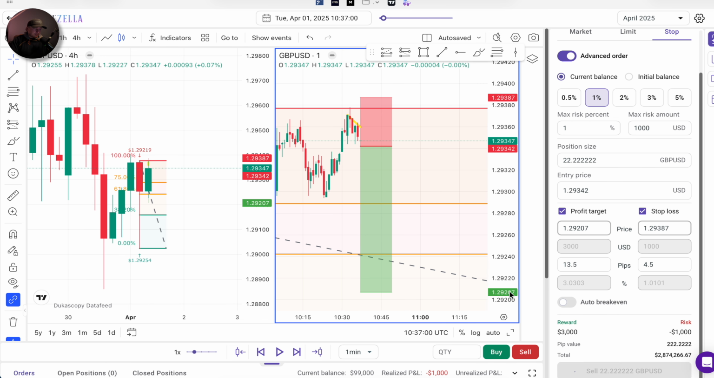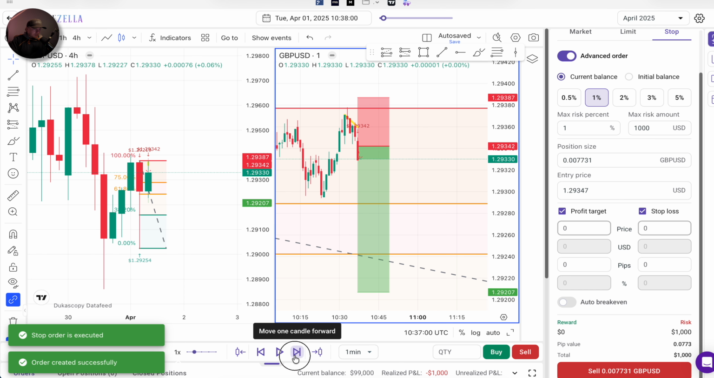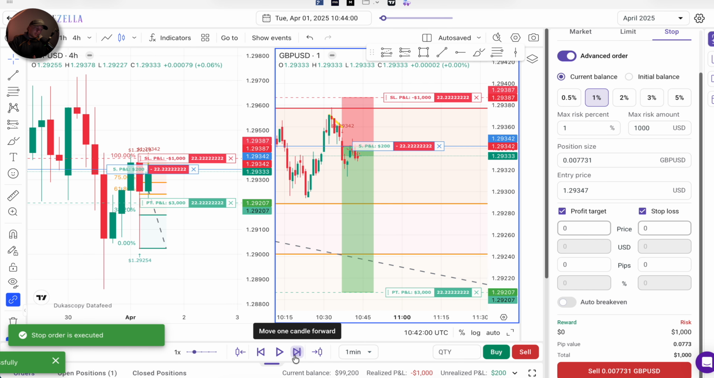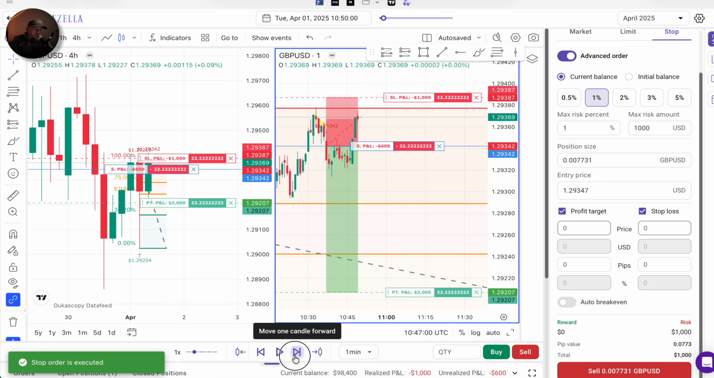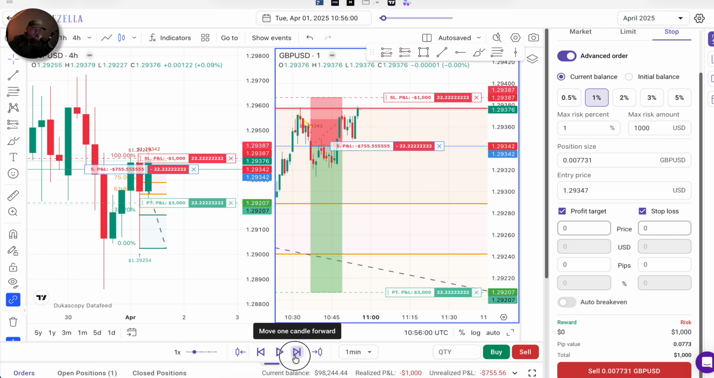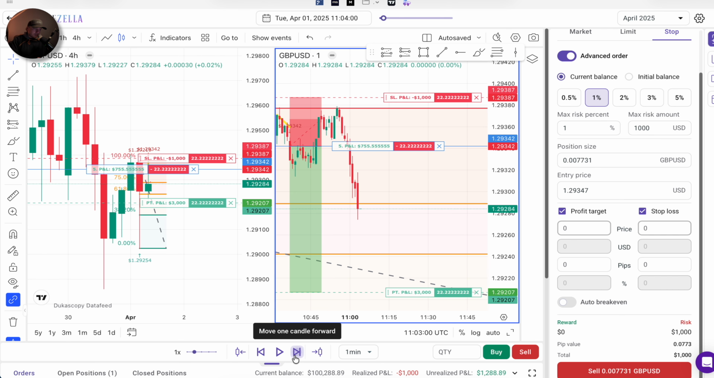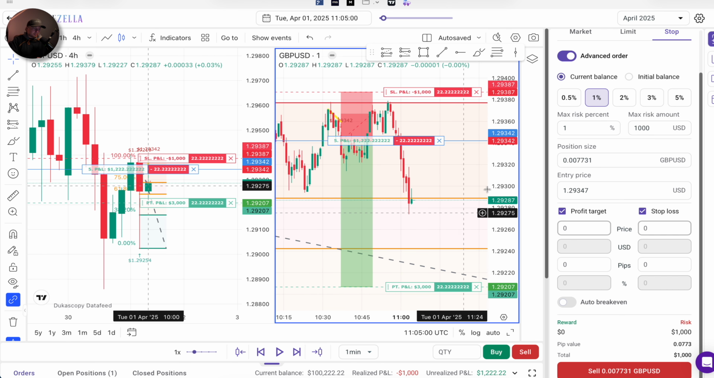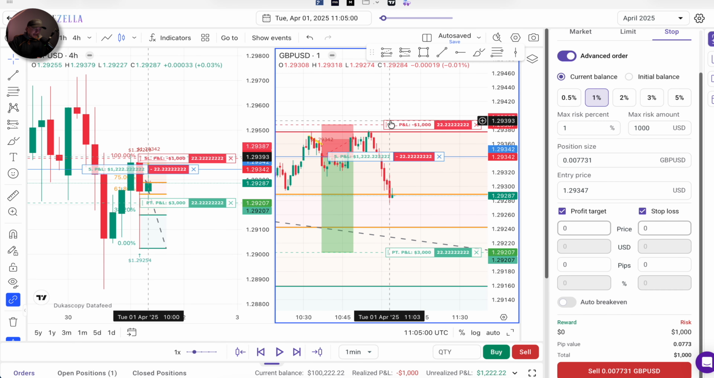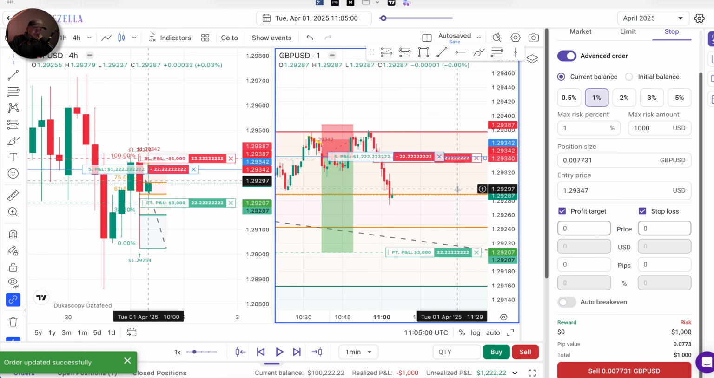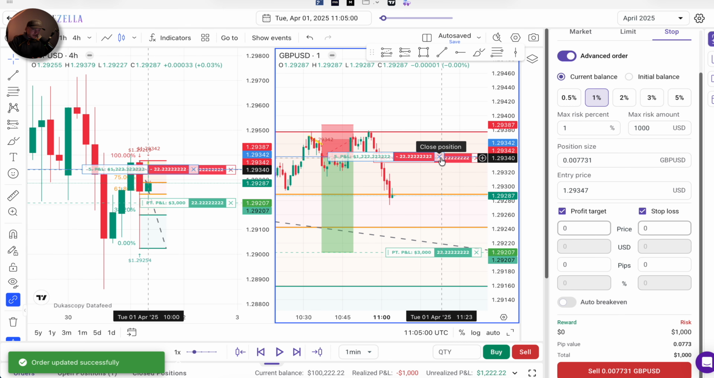Put a sell order in, triggered in. And what I do when I'm going for a 1 to 3 is I do usually go break even if we get down to a 1 to 2. So we're pushing down here. Now I'd probably go break even at this point and I would take 50% off this trade. That's how I've been managing these trades previously.